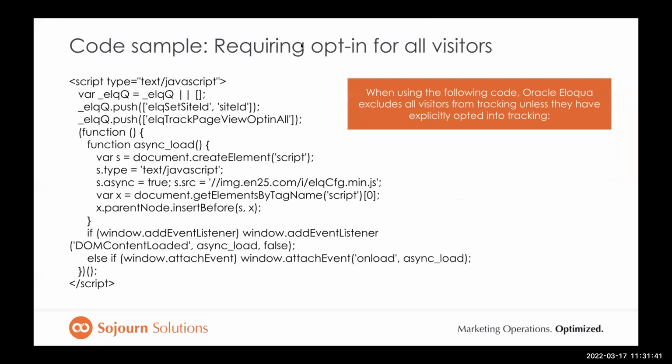And then this one would be requiring opt-in for all visitors. So if you're using this code, Eloqua will exclude all visitors from tracking unless they've explicitly opted in.